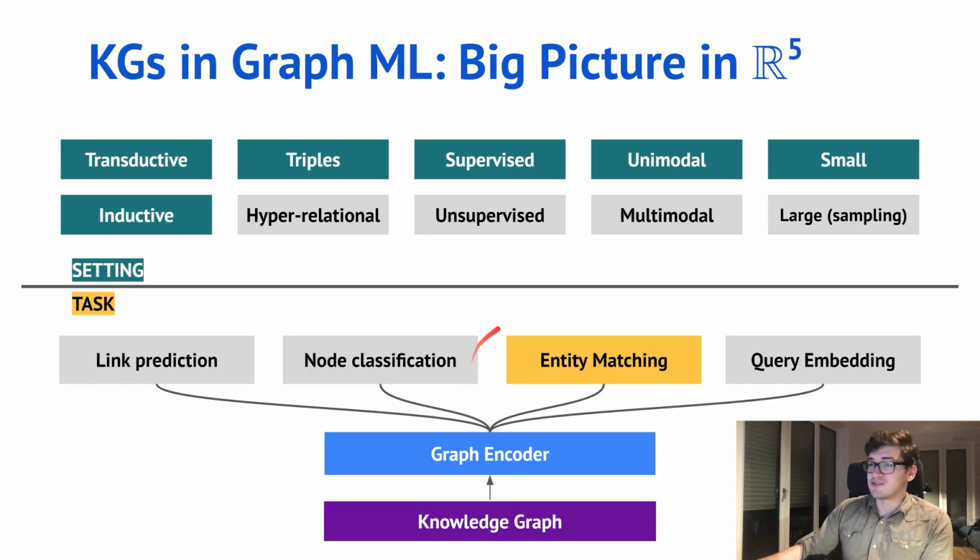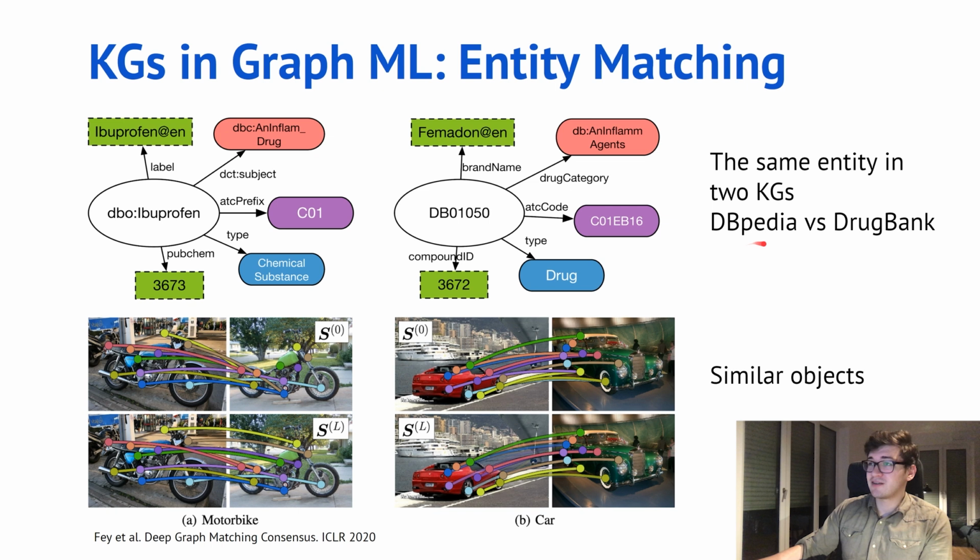Then we can go and see entity matching. So entity matching exists for transductive and inductive setups. Also, right now, currently in triple setup for supervised unimodal as well. And entity matching is about mapping entities from different graphs. So in different knowledge graphs, for instance, you can have the same drug but described differently.